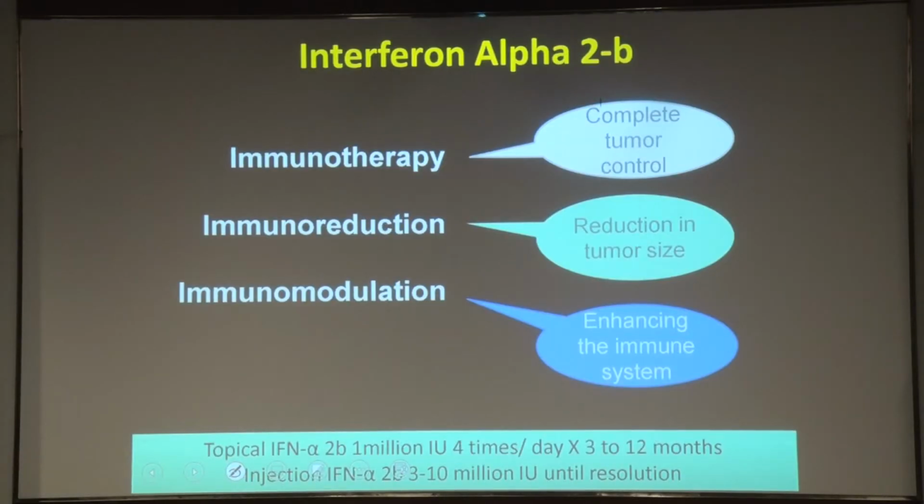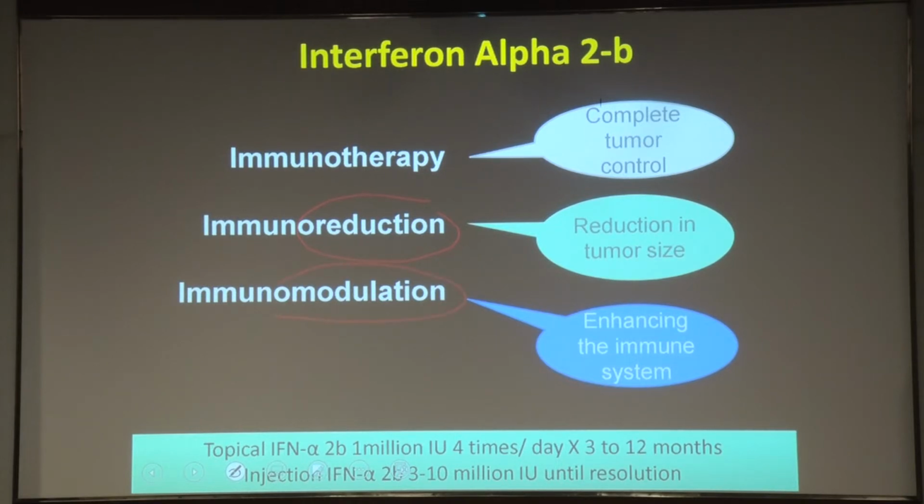Now, there are three ways in which interferon can be used. One is immunotherapy, where your endpoint is complete resolution of the tumor. That is your endpoint. So you clinically determine which tumors are going to behave in a way that they completely resolve. I'll show you how to do that. Immunoreduction is a principle where, just like retinoblastoma, you take a large tumor and shrink it down and then apply focal therapeutic measures. This is a way of reducing the size of the tumor so that you can do a minimal surgery instead of an extensive surgery.